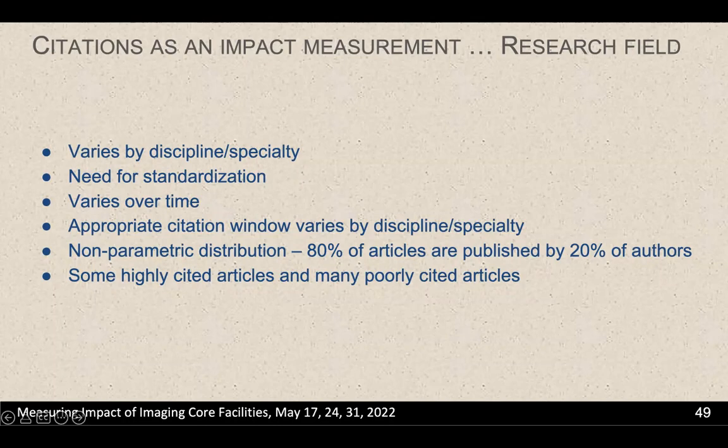It's always a non-parametric distribution, meaning 80% of articles are published by 20% of authors. It's like a Pareto distribution. So there are some highly cited articles and many, many poorly cited articles. It's really not a fair distribution of the citations.